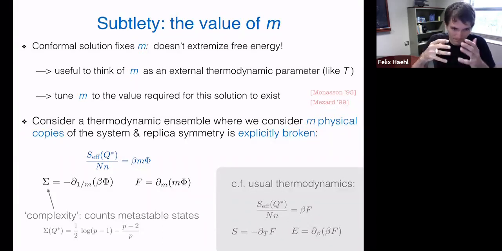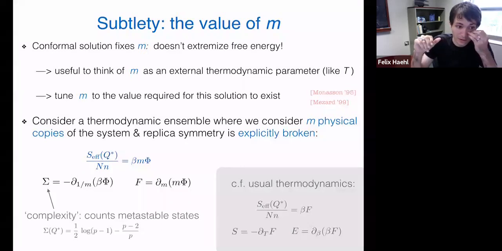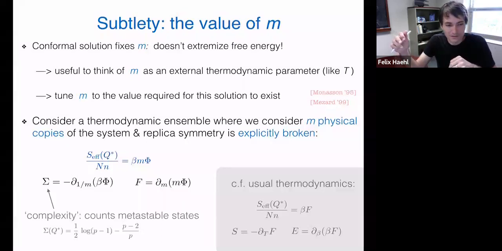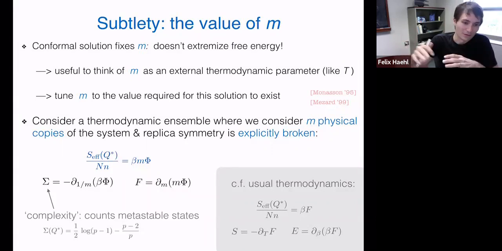To elevate m to some thermodynamic parameter that's similar to temperature, or maybe more like 1 over temperature, that we can tune to the value required for a solution to exist. And you can make sense of this by considering a thermodynamic ensemble, some kind of grand canonical ensemble, where you consider m physical copies of the system. So these are not replica copies, but you physically clone the system m times. And then on top of that, you do the replica trick to compute log z. But before you do the replica trick, you physically clone it m times. And you have this m as a free parameter that you can tune.